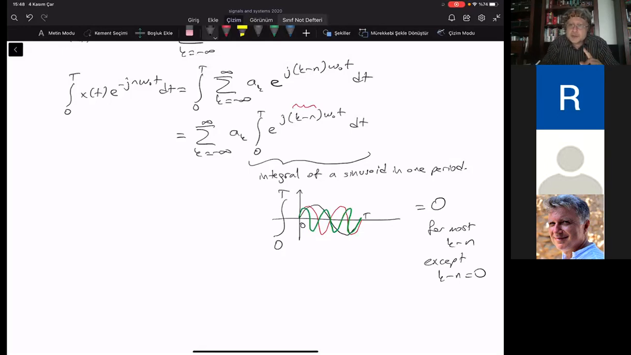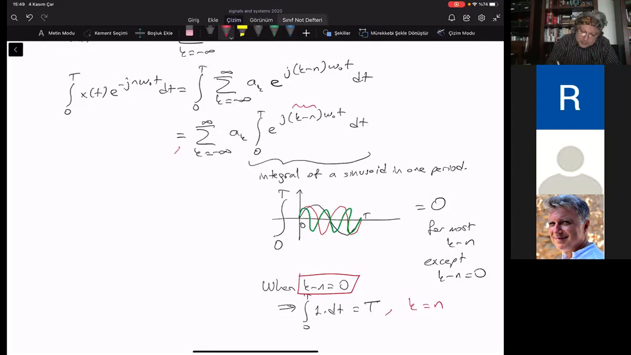When k minus n is equal to 0, it means e to the j 0 omega 0 t, which is e to the 0, which is 1. And what's the integral from 0 to capital T of 1? So when k minus n is equal to 0, the integral from 0 to T of 1 times dt will be equal to capital T. So this integral is capital T only when k minus n is 0, or k is equal to n. Only for k equal to n, that integration will be equal to capital T.